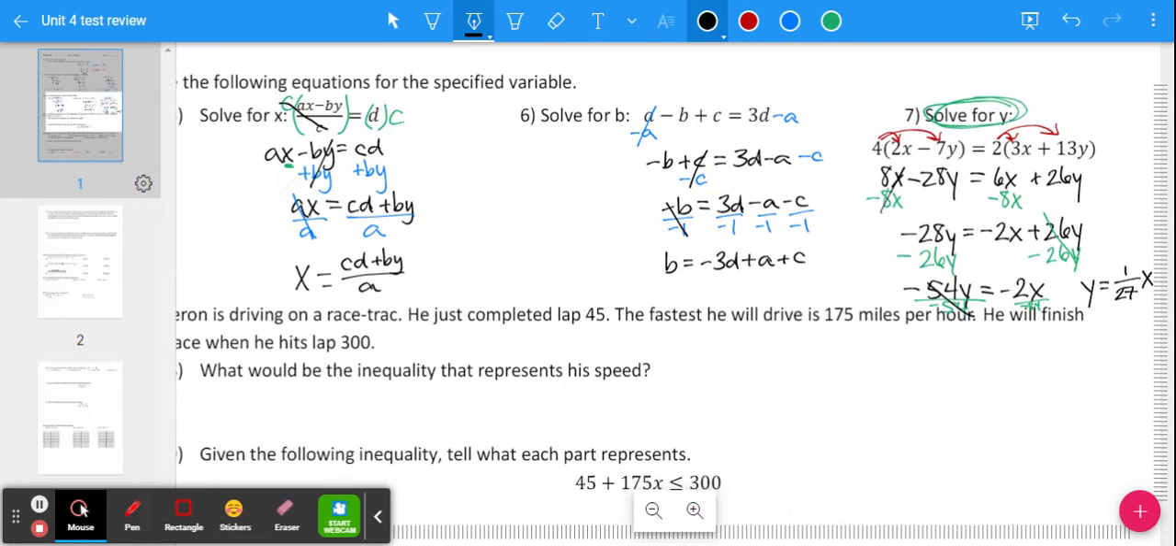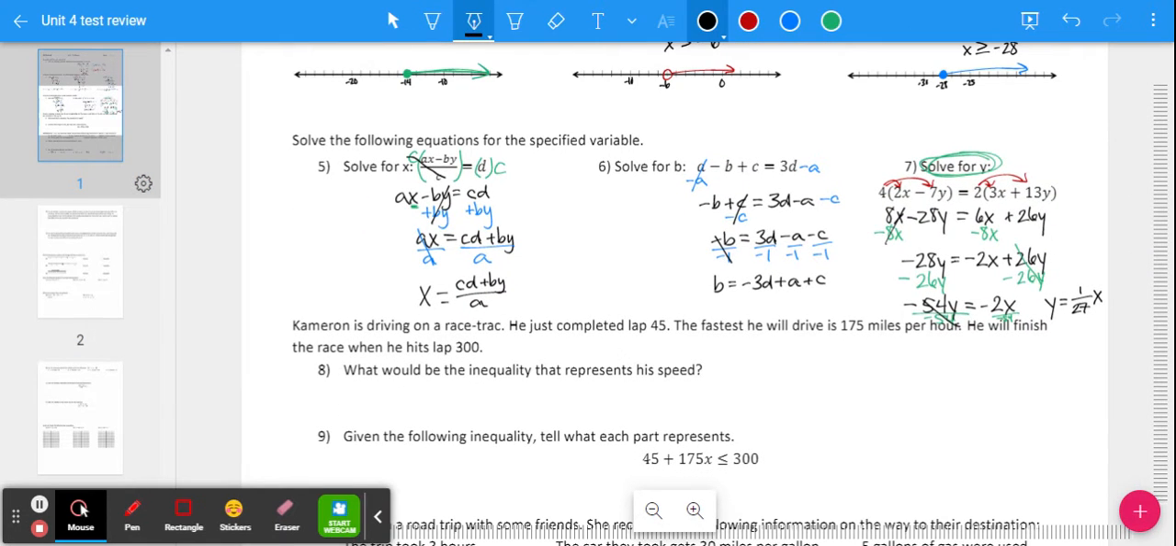So our next one says, Cameron is driving on a racetrack. He just completed lap 45. The fastest he will drive is 175 miles per hour. Will he finish the race when he hits lap 300? And it says, what would be the inequality that represents his speed?